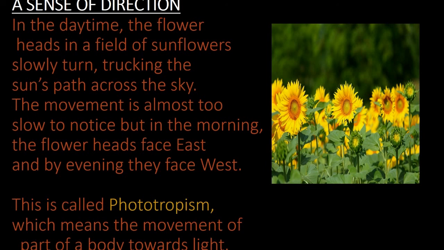Looking at the picture, we have a flower. What type of flower is that? That's a sunflower. So how does the sunflower move? In the daytime, the flower heads in a field of sunflowers slowly turn, tracking the sun's path across the sky. The movement is almost too slow to notice, but in the morning the flower heads face east, and by evening they face west. This is called phototropism, which means the movement of part of a body towards light.